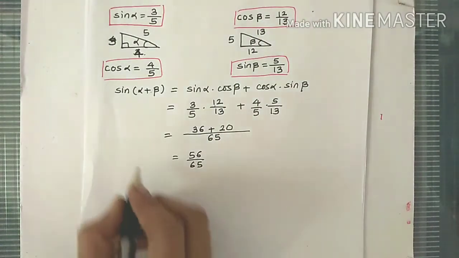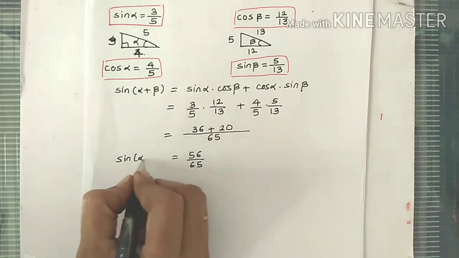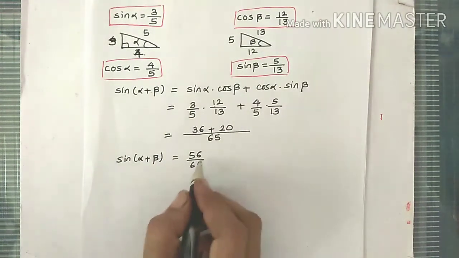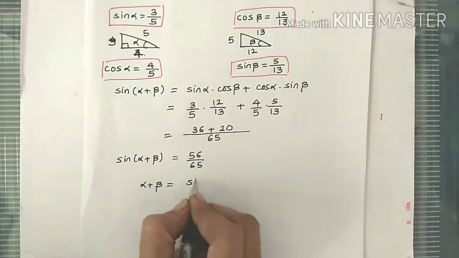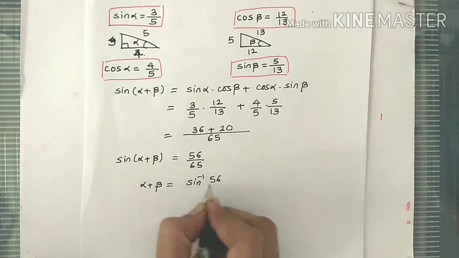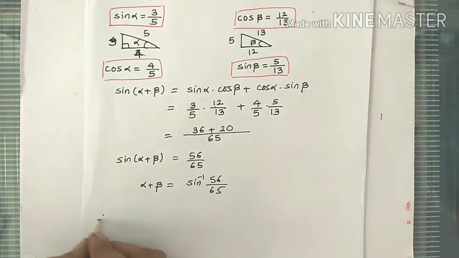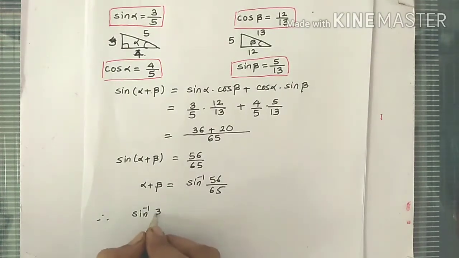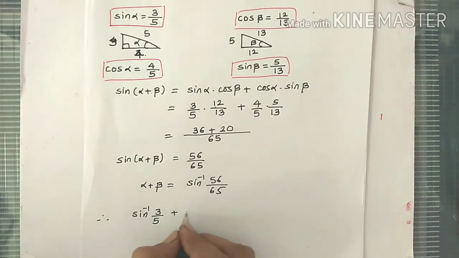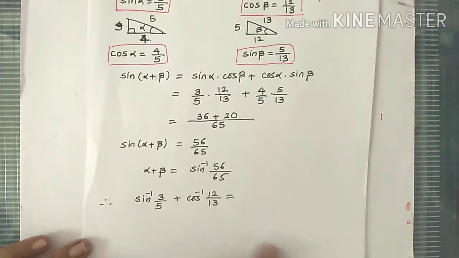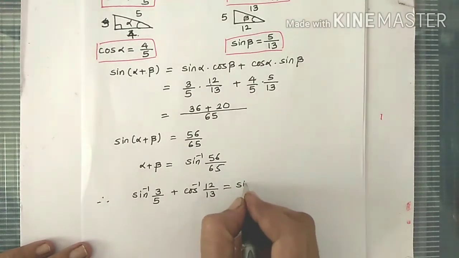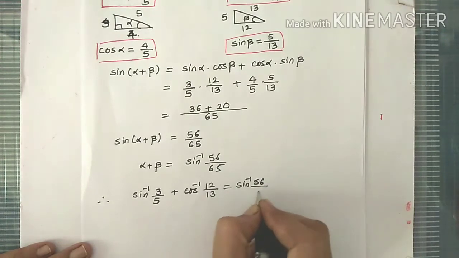We already know the answer here, but we just have to write it. So solving sine of alpha plus beta using the formula, we get this value. So alpha plus beta is sine inverse of 56 by 65. So the conclusion is, substituting values of alpha and beta, we have sine inverse of 3 by 5 plus cos inverse of 12 by 13 equal to sine inverse of 56 by 65. So this is the answer.